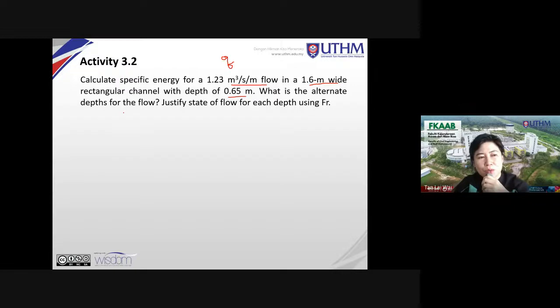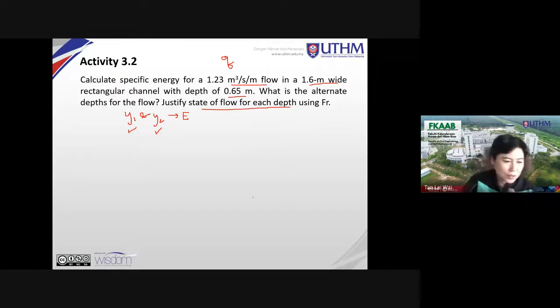That means you need to find Y1 and Y2 for the specific E. We need to find E first, basically. Then after that, you need to justify the state of flow for each depth. You need to find what is the state of flow for Y1 and Y2. Definitely one would be subcritical and one would be supercritical. I don't know which one. Normally, the larger depth would be subcritical and the smaller depth is supercritical flow. That you know. So let's look at this exercise here. So I'm going to switch this.